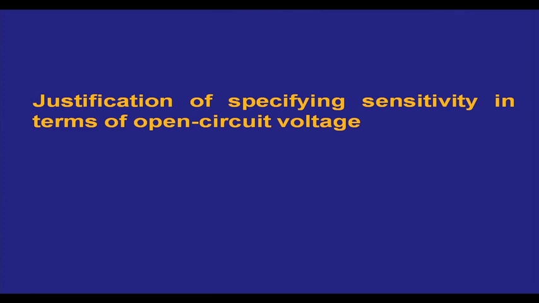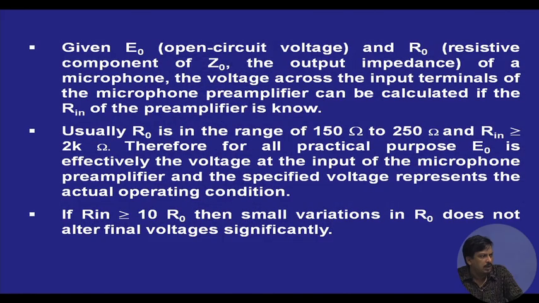Now, we have to justify why we take the sensitivity in terms of open circuit voltage. We said that sensitivity is measured in terms of open circuit voltage. Why not a closed circuit, when the microphone is connected to the amplifier and we measure the voltage then? I am not reading the slides, so let us understand these things.